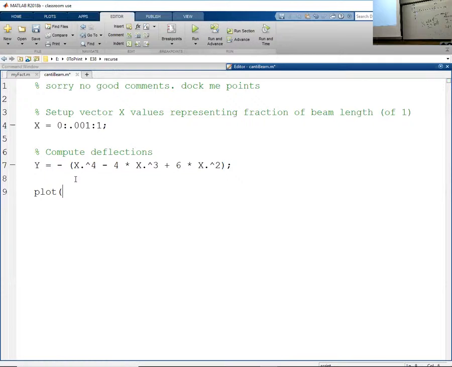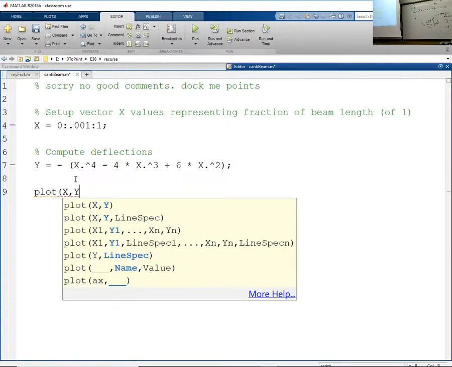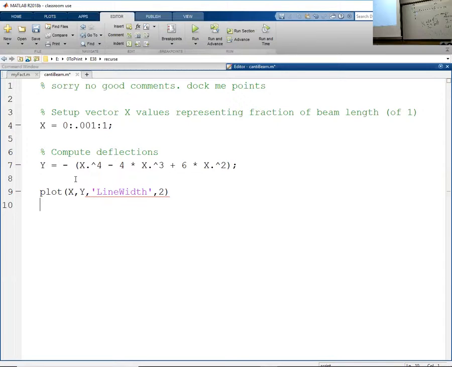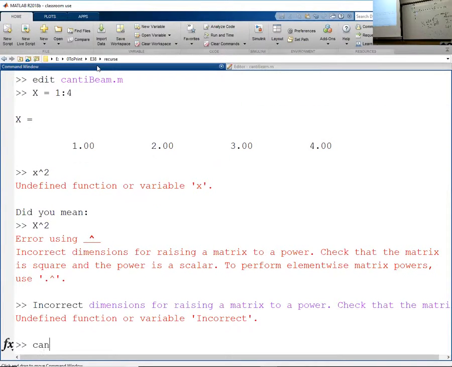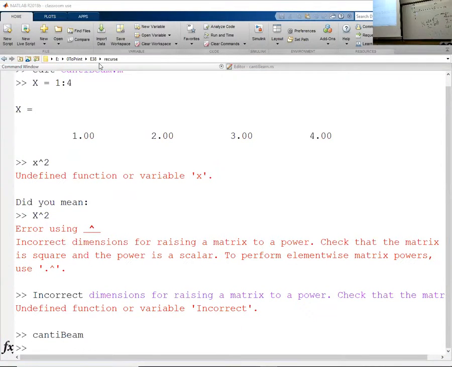Plot X, easy, right? X comma y. MATLAB makes this so easy. I'm going to just make it look a little nice. We'll do that, and we'll run it. Woohoo! Look at that. Now that's some serious deflection. You can scale it, right?